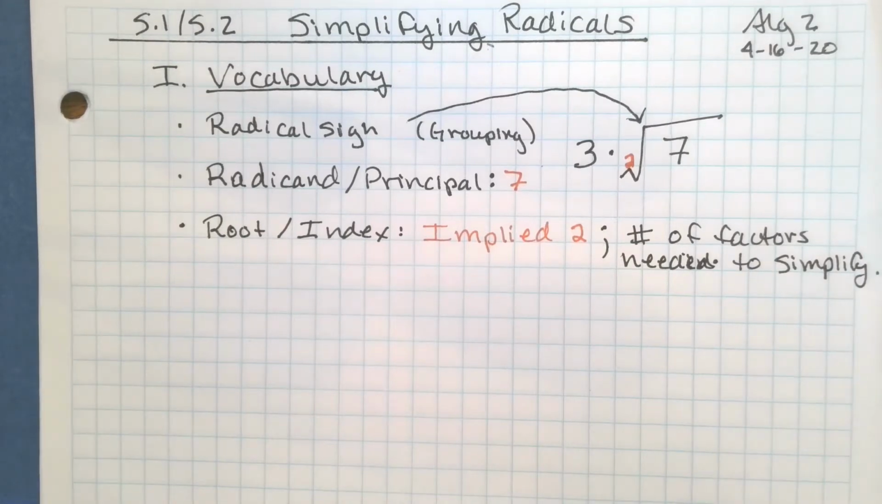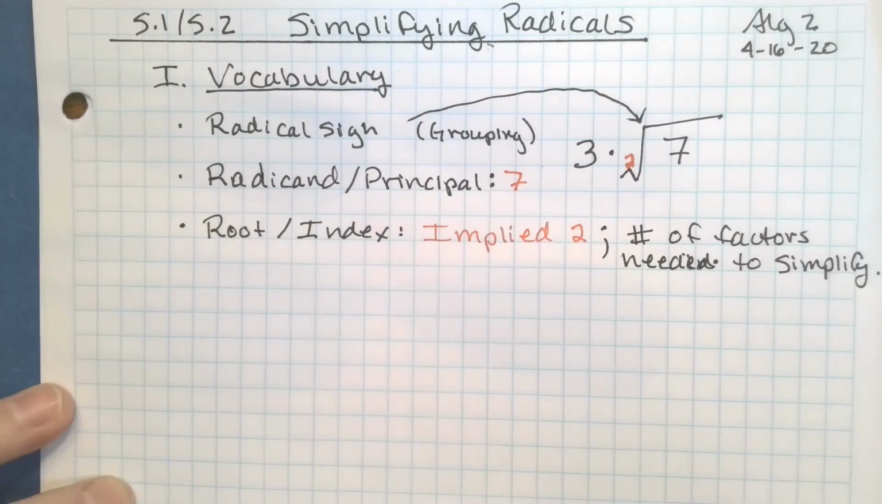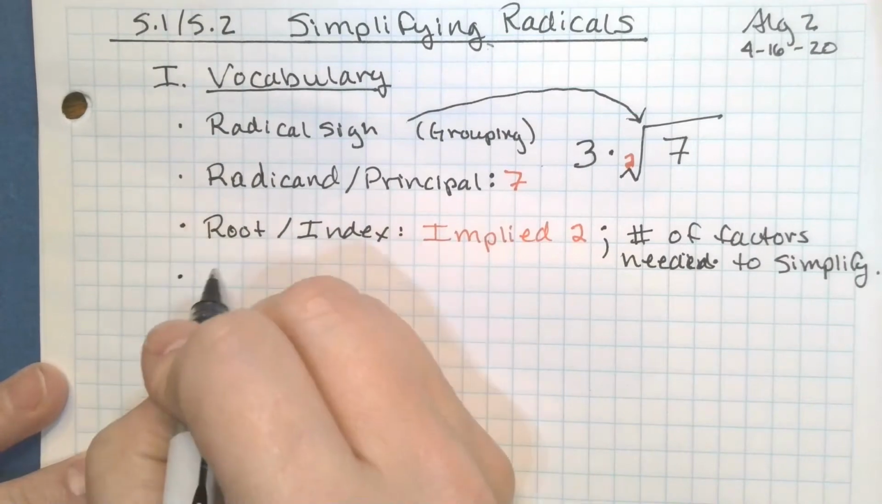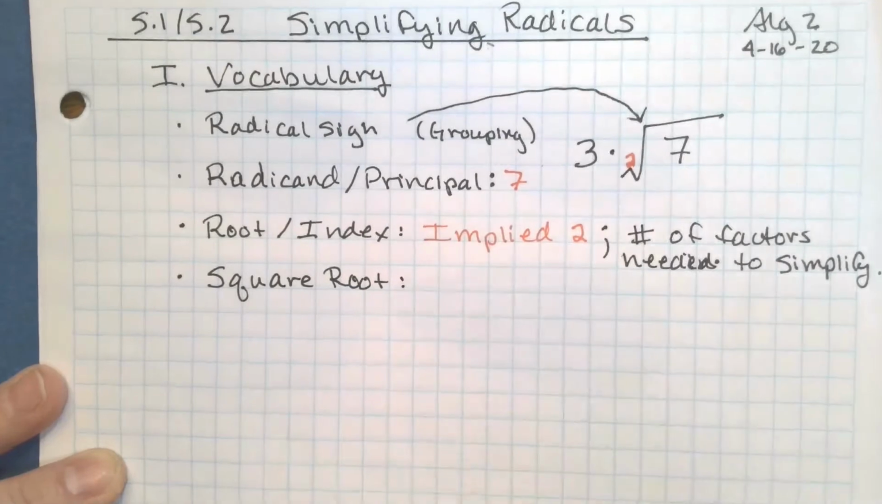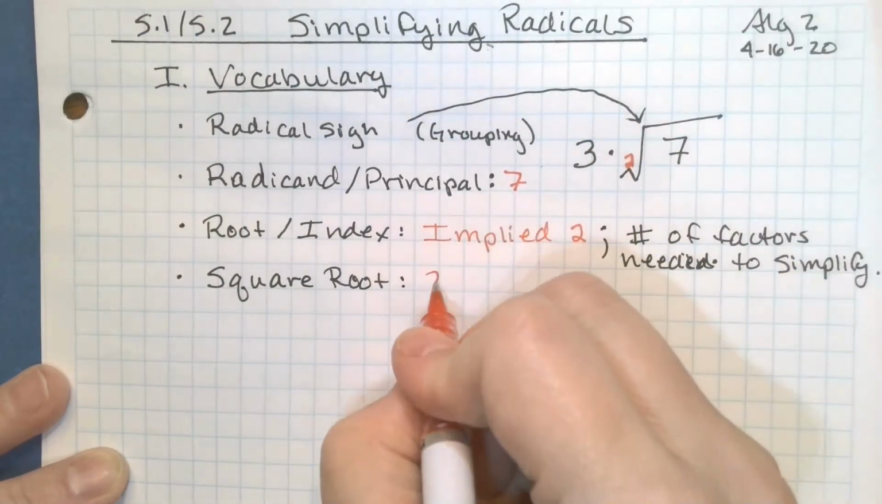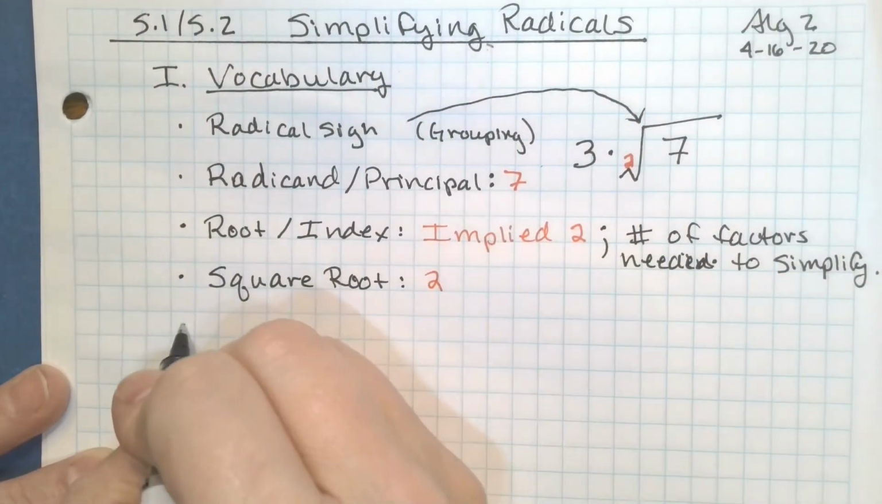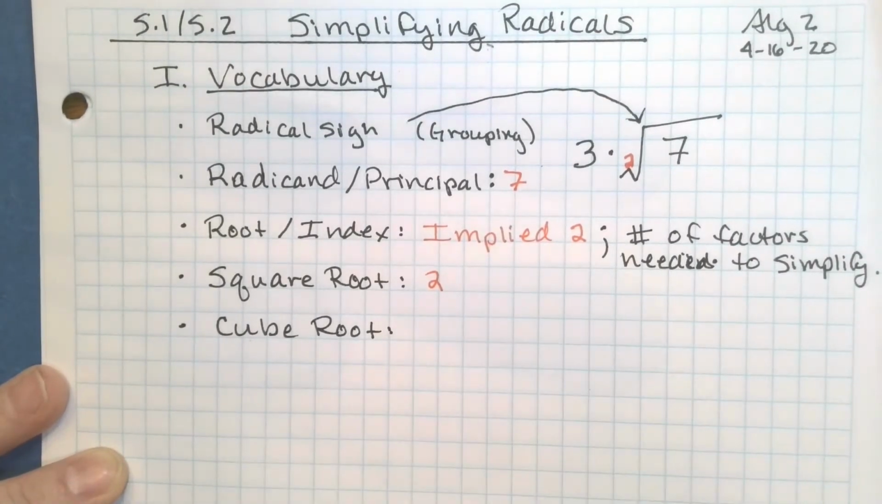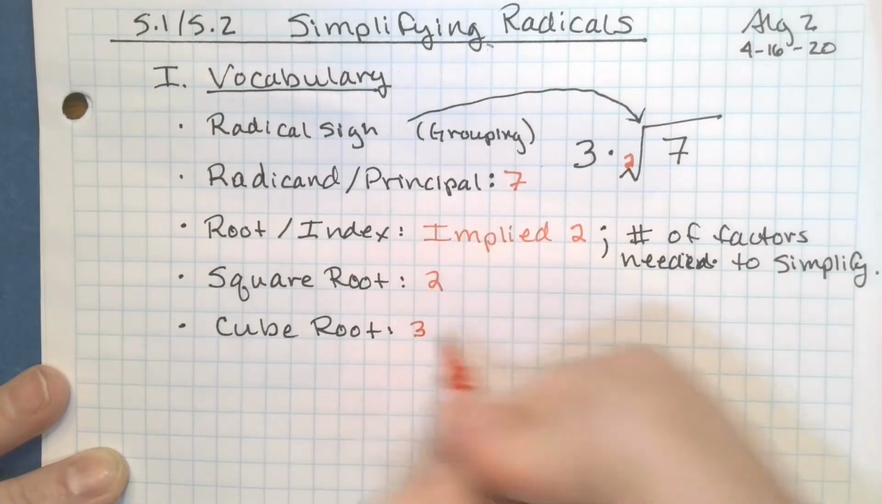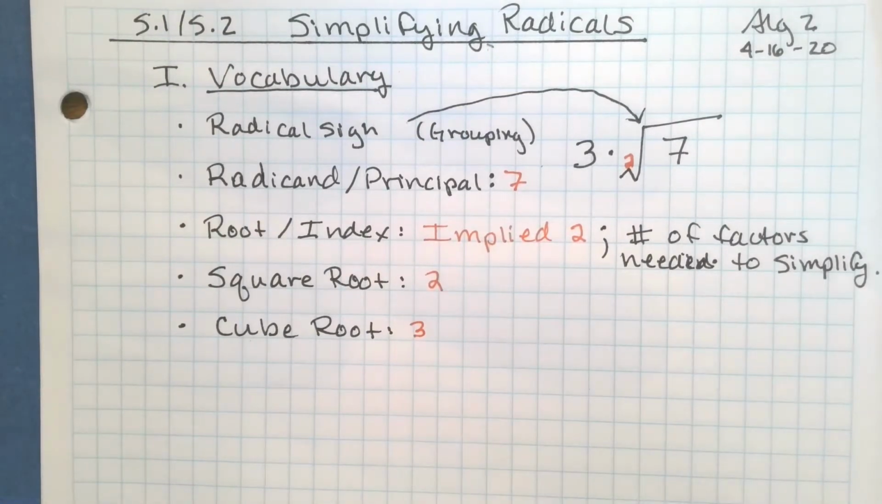So if it's a root 2, you have to have 2 of the same factor, 1 comes out. If it's a root 3, you have to have 3 of the same factor, 1 comes out. Now, we usually use root 2 and root 3, so they have special names. The square root is the implied root, or the invisible 2. That's a square root. The cube root refers to when there is a 3 in that position. So 3 terms, 1 comes out.